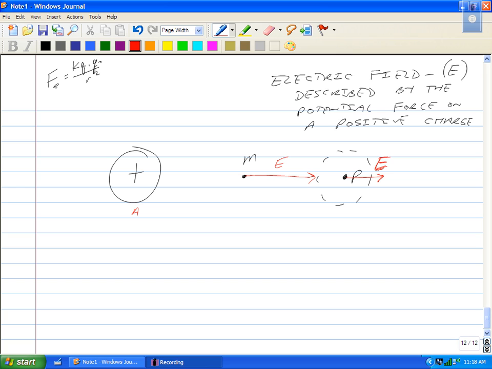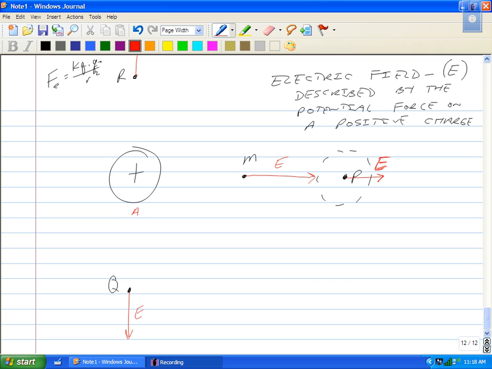Now what about at this point, Q? Is there a field at point Q? Yes, and it is directed down. Similarly, there's a point R. And the field at R is up. And I ran out of room. It should be one. Alright? So far, so good?